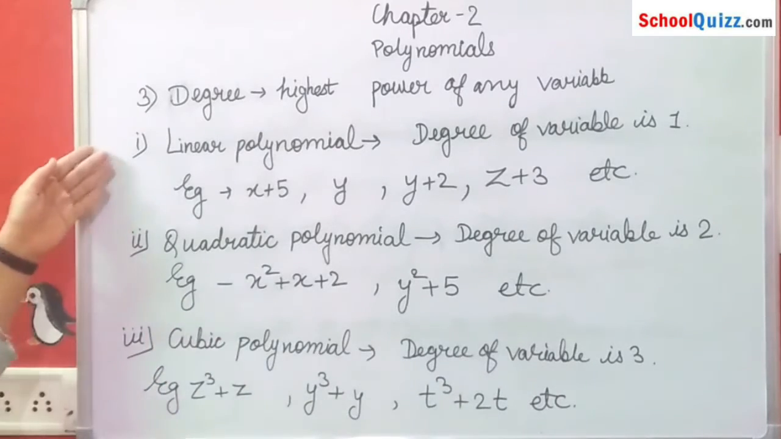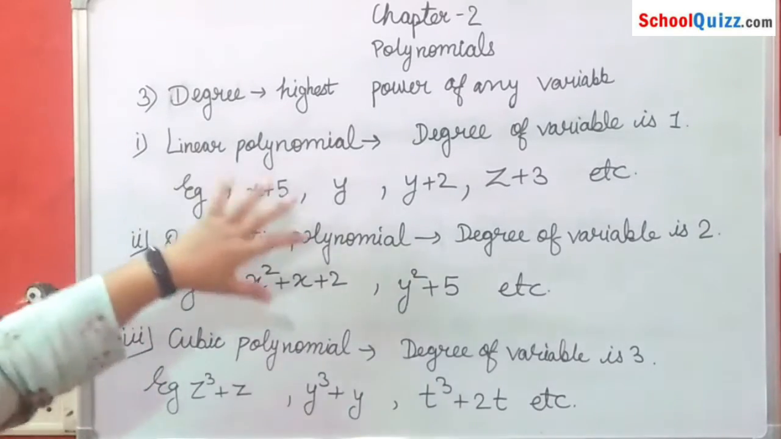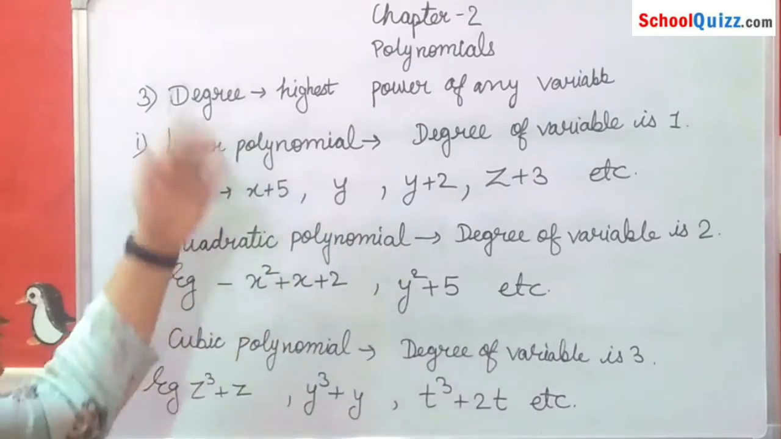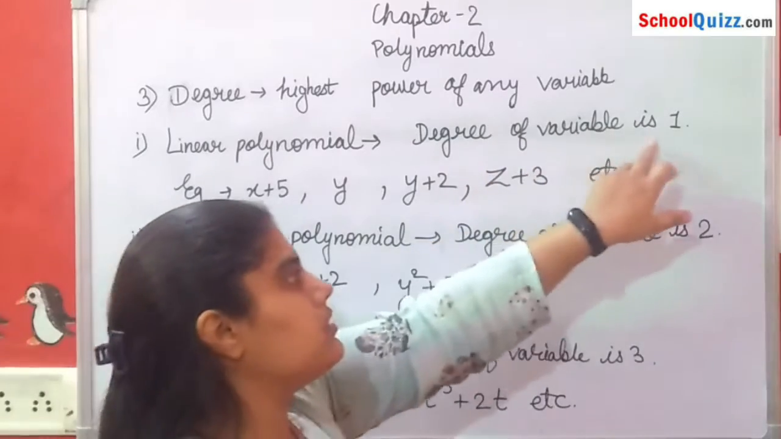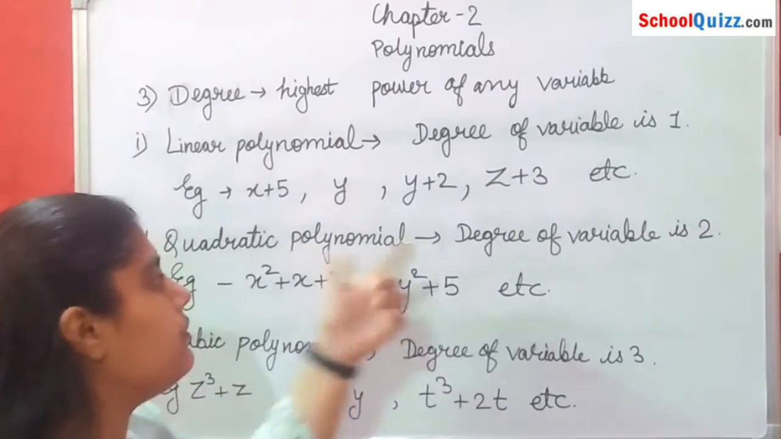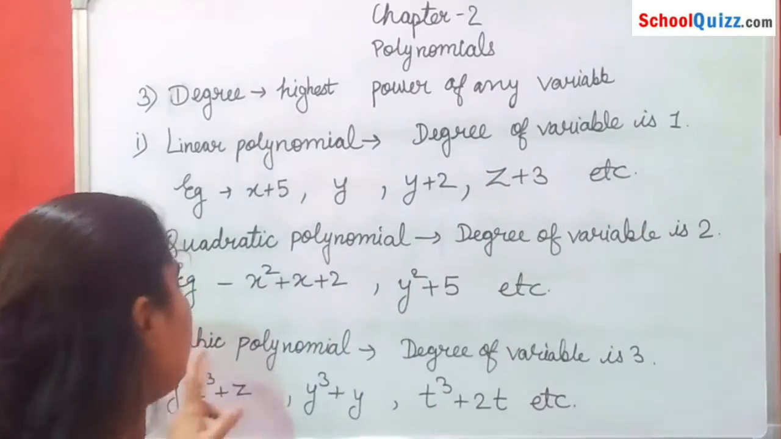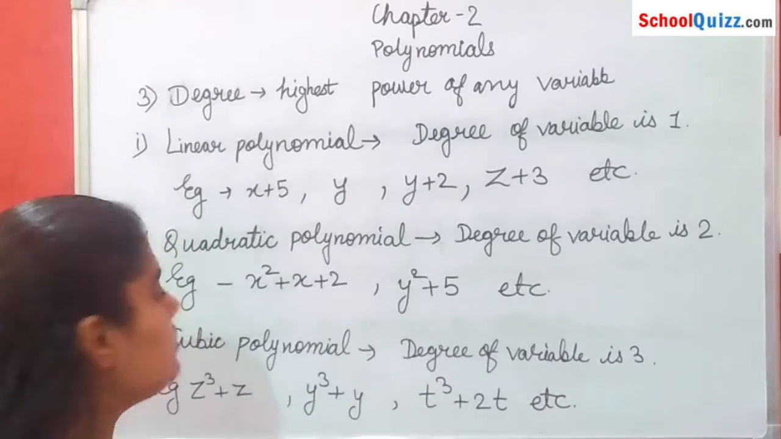So there are generally three types of polynomials on the basis of degree. Linear polynomial, if the degree of the variable is 1. Quadratic, if the degree of the variable is 2. And cubic, if the degree of the variable is 3.